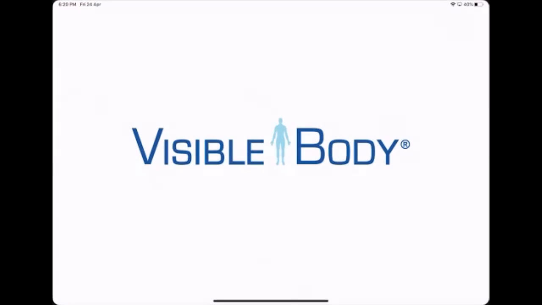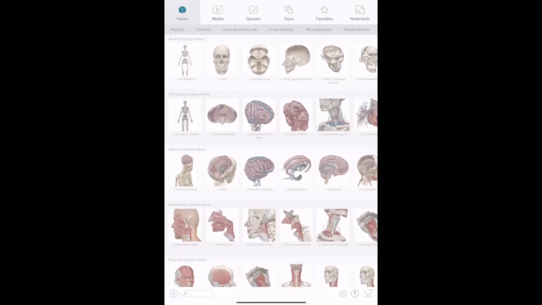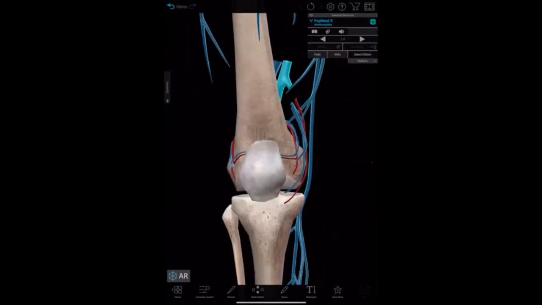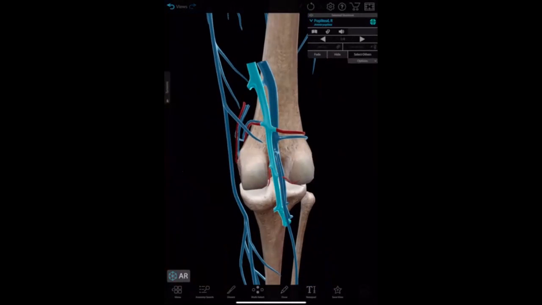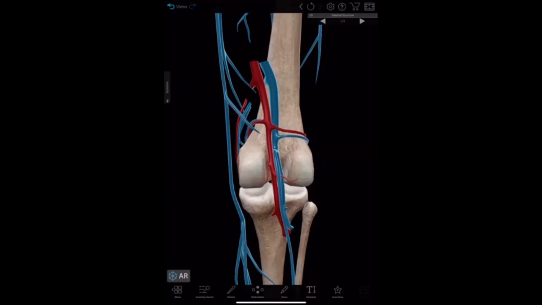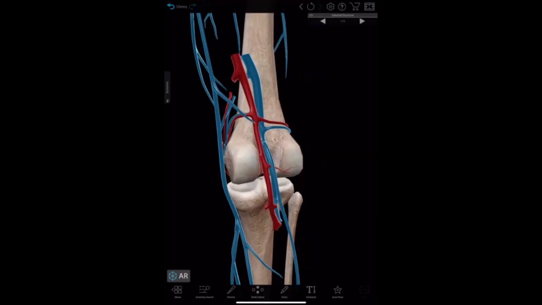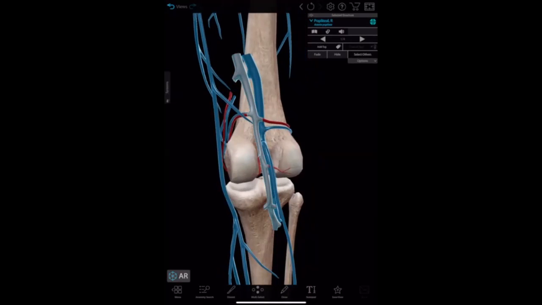Coming to the 3D anatomy. Okay, so this is the back of the knee, right. The selected structure is the popliteal artery, beginning at the adductor hiatus and ending at the lower border of popliteus, right. This selected structure is popliteal artery, right, with its branches.